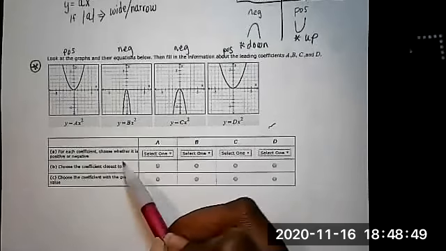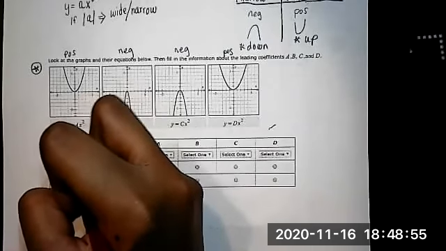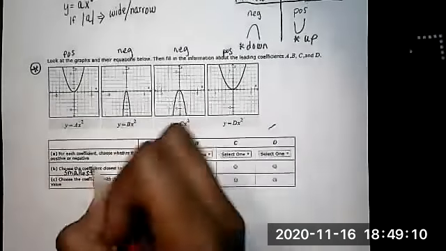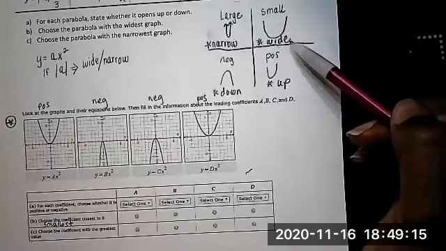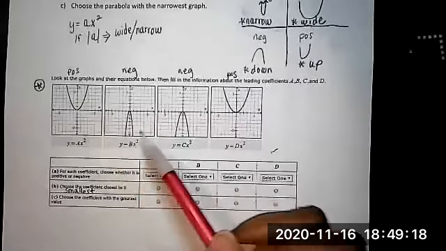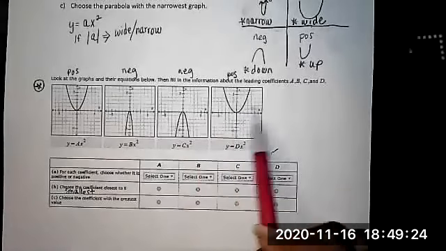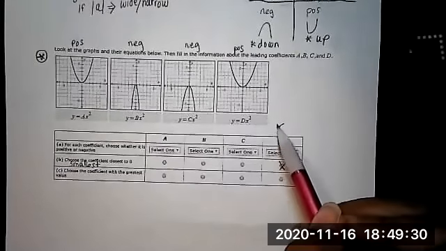Choose the coefficient closest to zero. So basically for this one, we are looking for the smallest coefficient. Remember, we're taking the absolute value, so we only worry about the one closest to zero, the smallest. And we already set up here, if you remember, the smallest one has to be the widest one. So we don't really care whether it's moving up or down. We just want to know which one is the widest. In this case, it looks like D. D looks like the wider one to me. Okay, D is the widest.